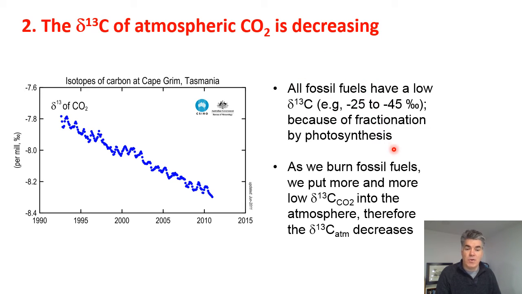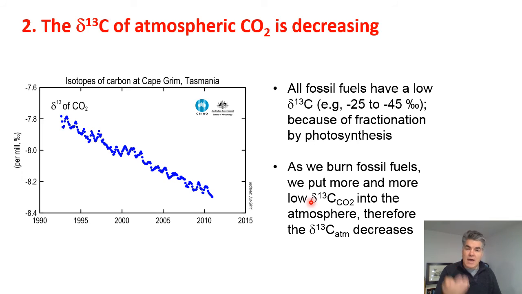Now, if we burn a fossil fuel, we're going to be putting CO2 into the atmosphere that has a carbon isotope signature similar to the starting material, or the starting fossil fuel material. Because these all have low delta C13 values, when we burn them, we're putting relatively low delta C13 carbon dioxide into the atmosphere.